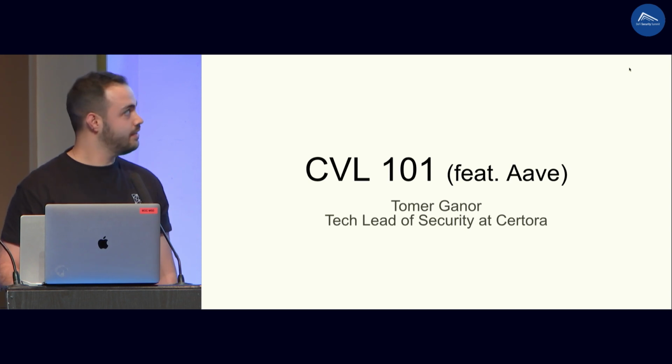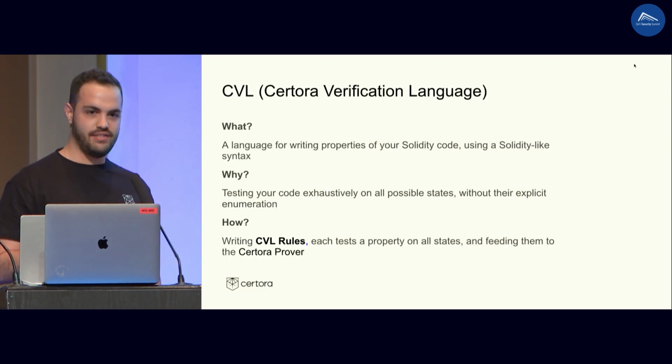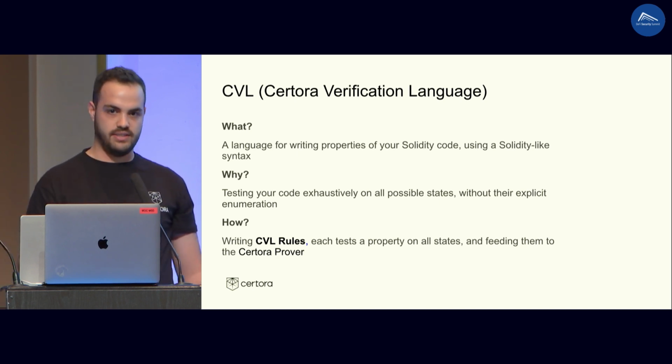Okay, let's start. So, what is even CVL? CVL is a language that has a Solidity-like syntax, to help developers write properties for their code. That should be more intuitive for developers because it's similar to Solidity.